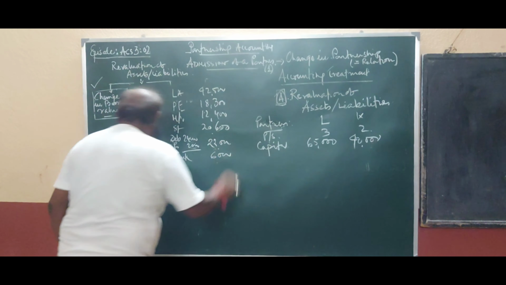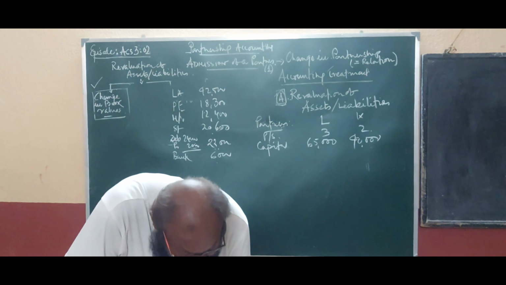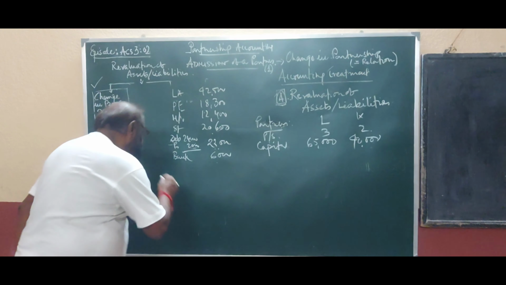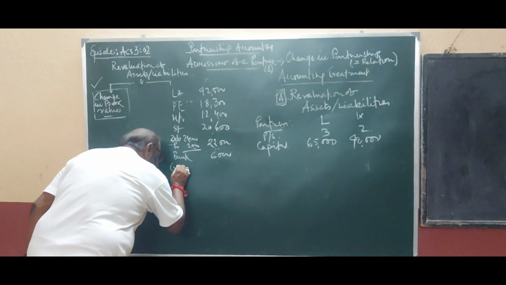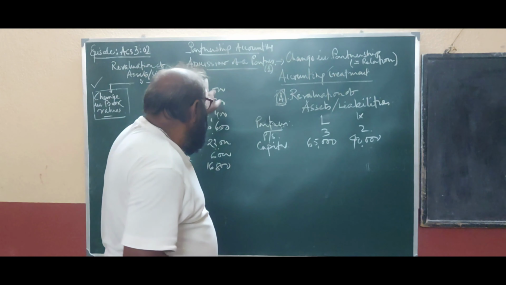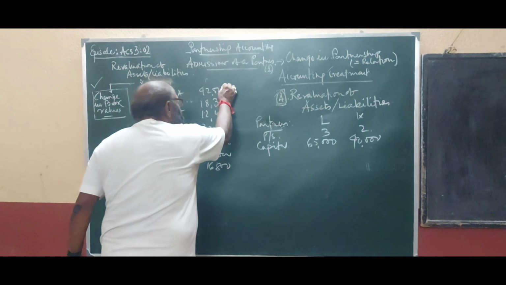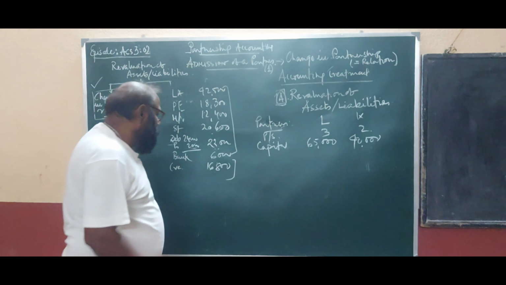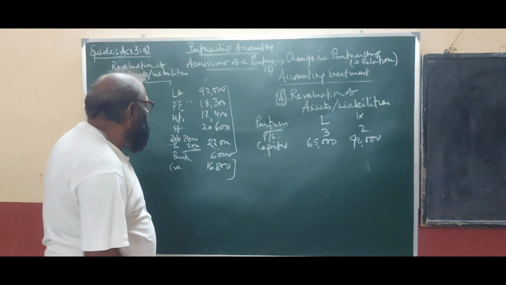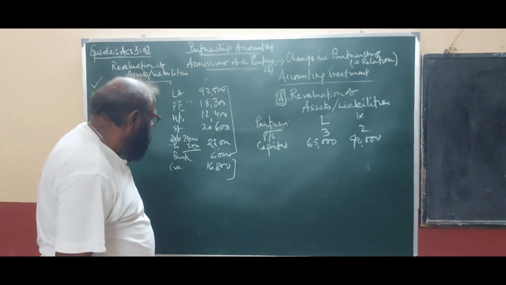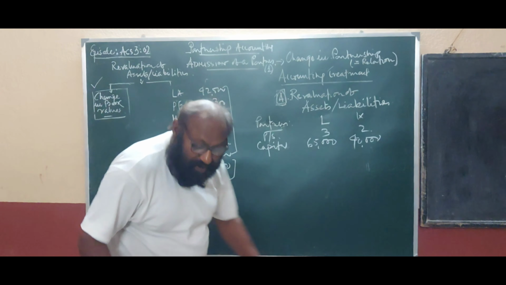And now the liabilities, creditors 16,800. So friends, this is given in the balance sheet. Clear? These are the assets position, and these are the liability position. Clear?